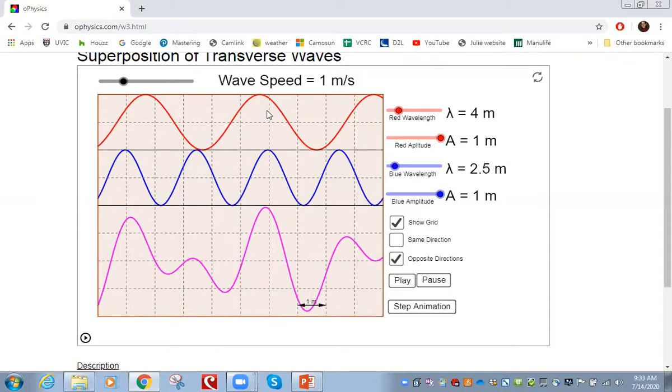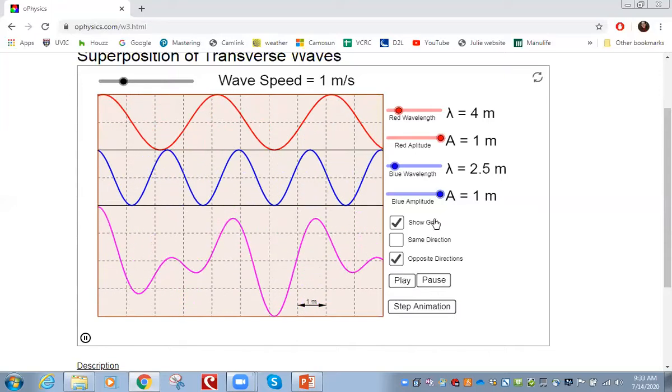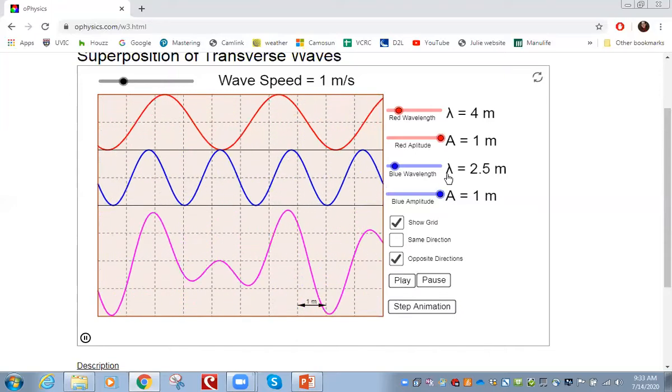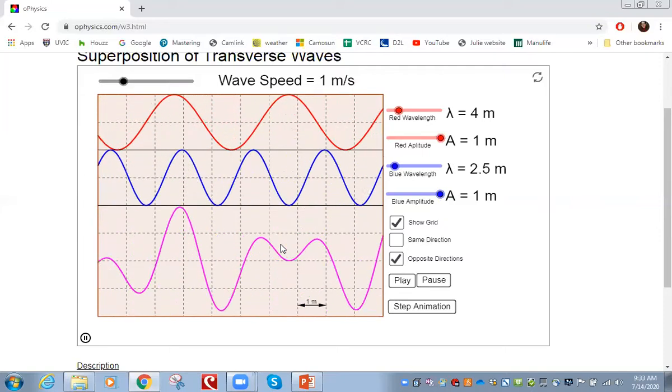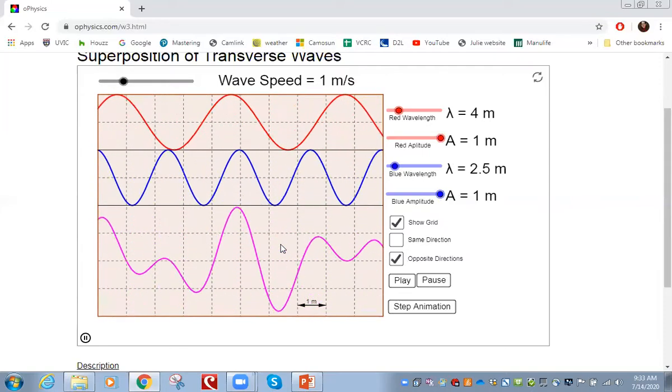If we take this position right here, the red wave is almost 1, the blue wave is 1, and the purple wave is almost 2. So it's just directly the sum: the red plus the blue equals the purple. Over on the right, we have the wavelengths and amplitudes of the waves that we can adjust if we want to see what happens. You'll notice that when the wavelengths of the red and blue waves are different, the pattern of the purple wave is just a funny looking pattern that's traveling across the page.